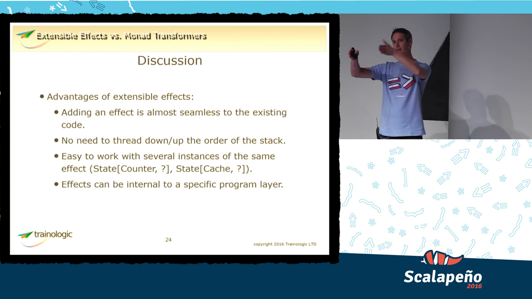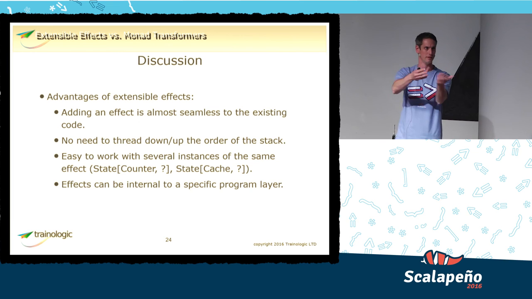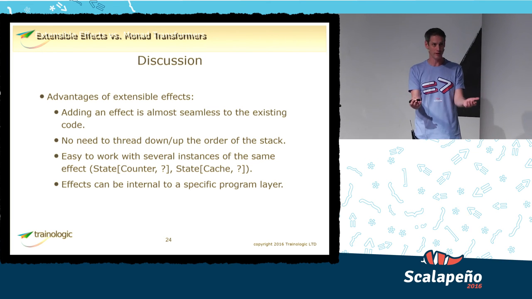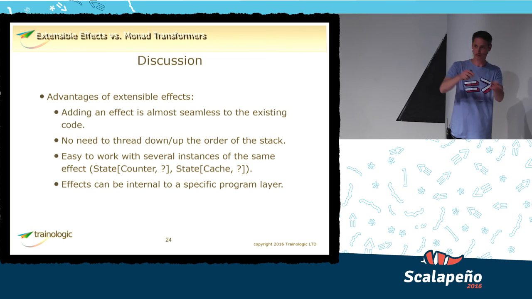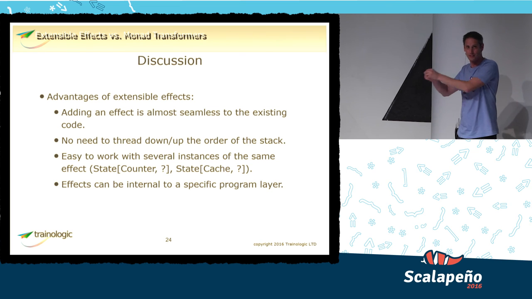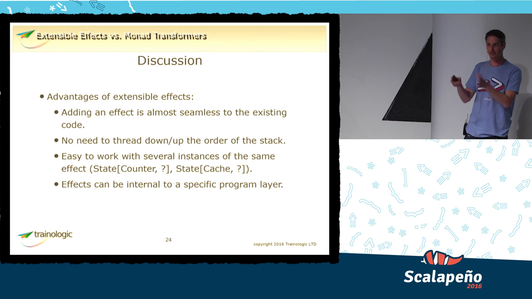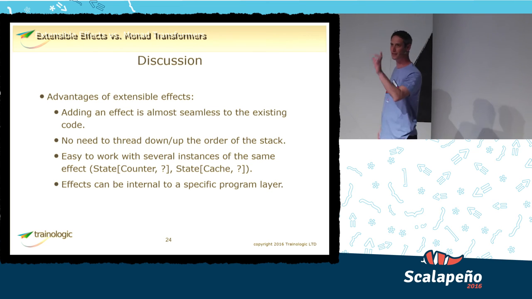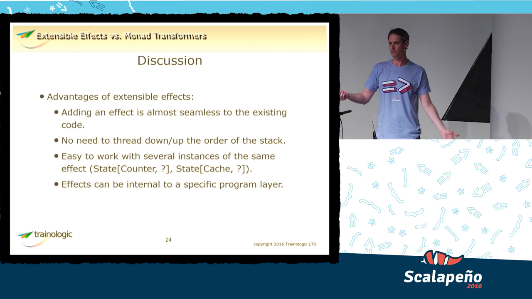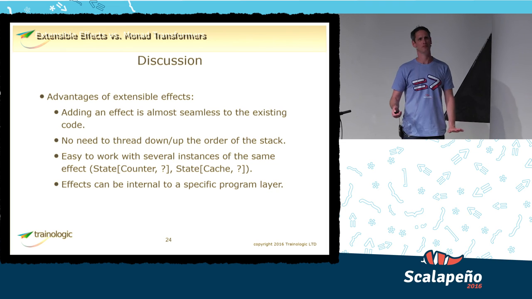I can, in one layer of the application, have some effect, for example, some option effect, using the option monad. And when I go to a different layer, I can just run option over it, run the handler and get rid of this effect. So I can have effects that are specific for different layers of my application. Looks very nice, no? So what's the problem? Actually, there is no problem.